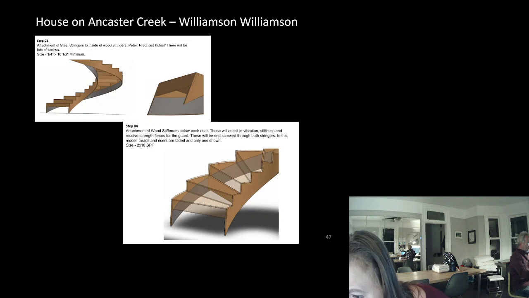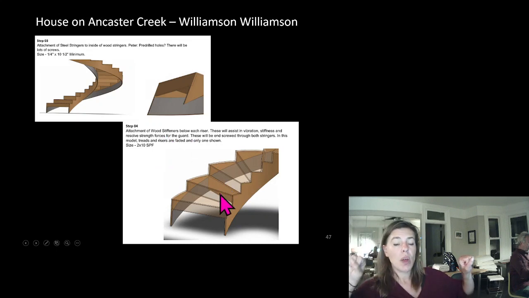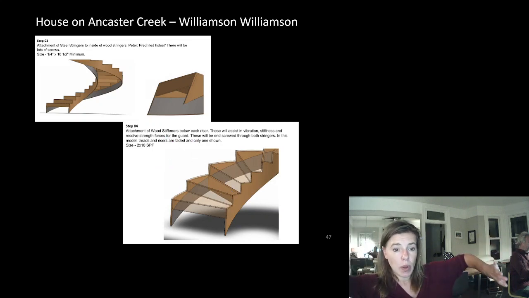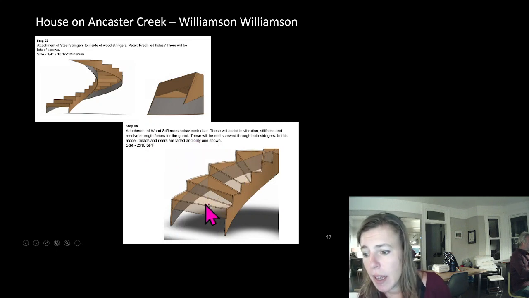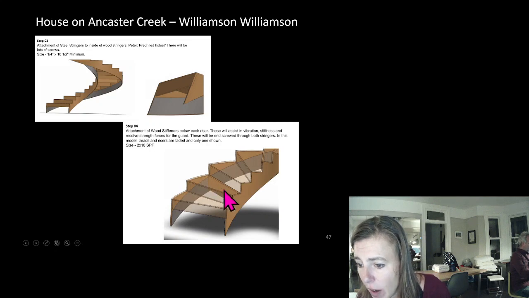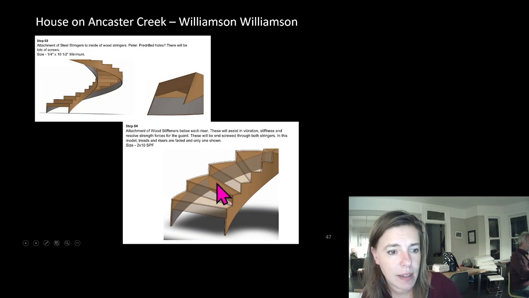And then attachment of wood stiffeners. So you can see periodically we had wood stiffeners in there. So those were to assist in vibration, stiffness, and resolve strength forces for the guards. So the guards want to kick out, and that prevents the guards from trying to kick in. Treads and risers are faded and only showing one. So that was just to kind of help illustrate it. So these pieces here were 2x10s.